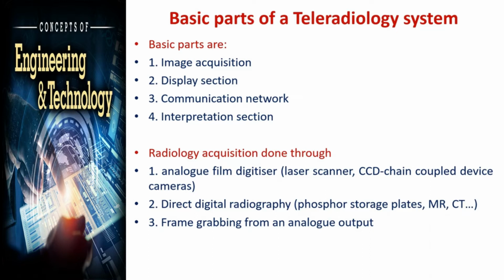When you look at the acquisition systems, there are analog systems as well as digital radiography systems. Analog film digitizers, for example, are laser scanners, CCTV cameras and so on. With digital radiography, nowadays everywhere we are using MRI and CT commonly. Similarly, we have frame grabbing also from the analog outputs. These are the acquisition systems in a generalized way. We have a lot more acquisition systems.